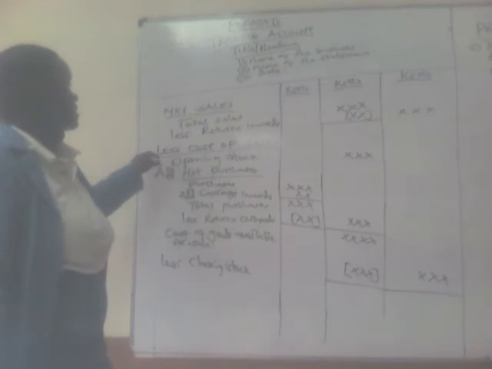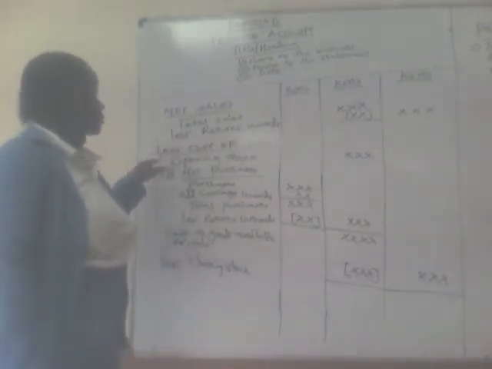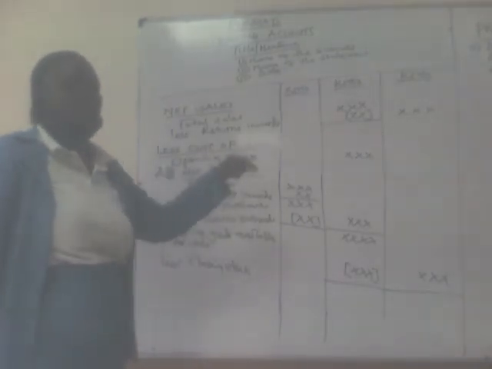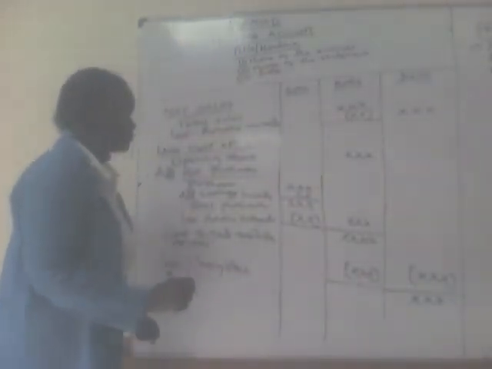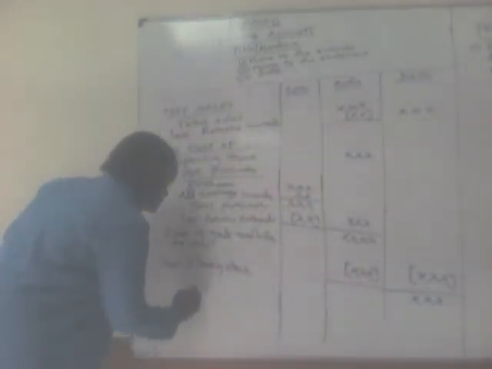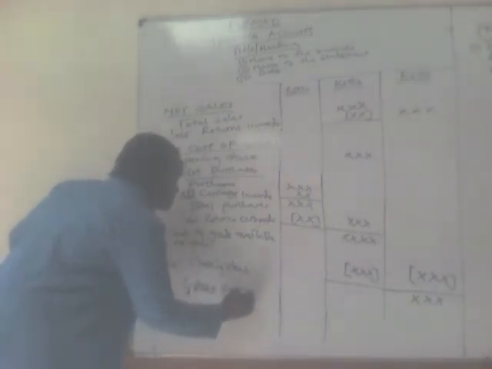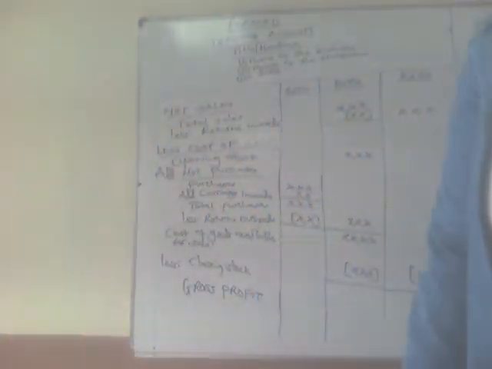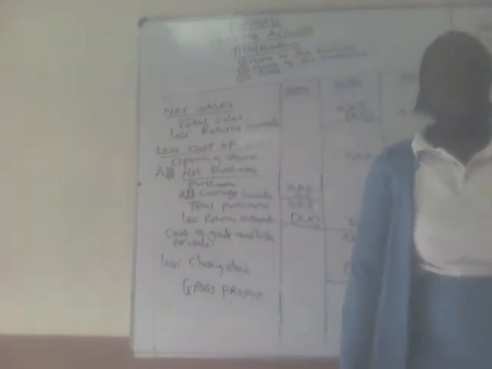Remember, here we say to get the gross profit, it is the net sales less cost of sales. So if we are going to deduct, use a bracket here. So the starting figure now is the gross profit. This is the gross profit. Now you have got the gross profit. That is the end of the trading account.